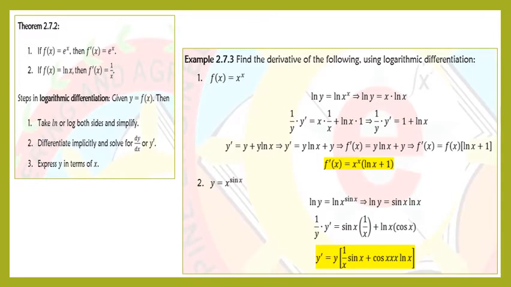In theorem 2.7.2, if f of x equals e to the power of x, so ito yung function natin, ang derivative daw niya, class, is f prime of x equals e to the power of x. So, the same lang. Kung e to the power of x, pag tinanong yung derivative niya, e to the power of x pa rin yan.